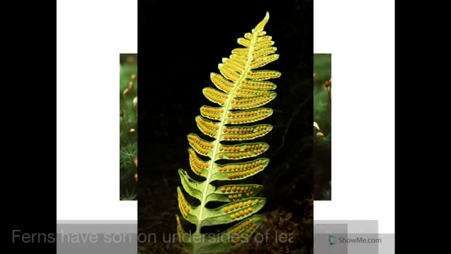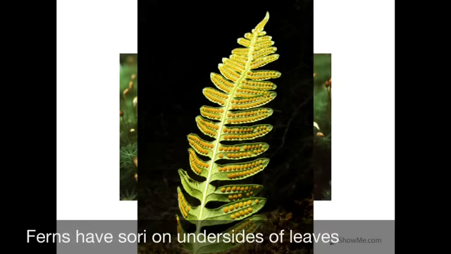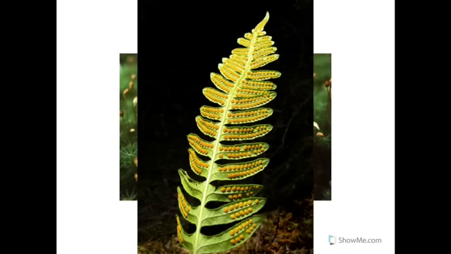Our ferns, as we've already learned, have our sori on the underside of the fern leaves. Now these are also going to contain spores, which are how ferns reproduce as well, and so these little bumps will be in different patterns depending on the species and contain all the spores.